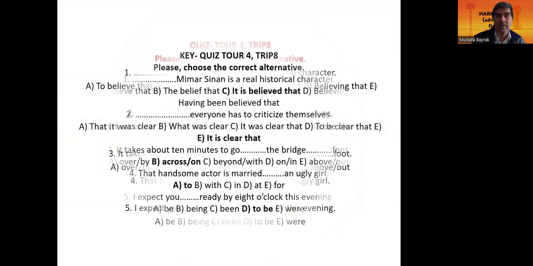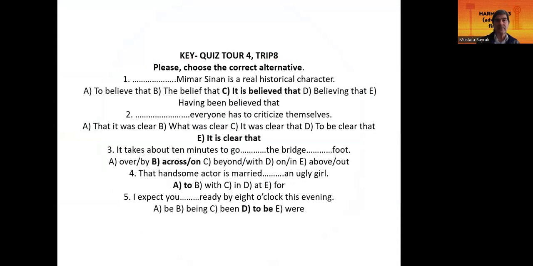Okay, quiz time. Let's have it. 1. It is believed that Mimar Sinan is a real historical character. Yes, it is believed that. Active people believe that. Everybody believes that. Or with a passive phrase, it is believed that. It is believed that Mimar Sinan is a real historical character, or not phrase. It is believed that. Okay. Noun clause, yes. We believe that.